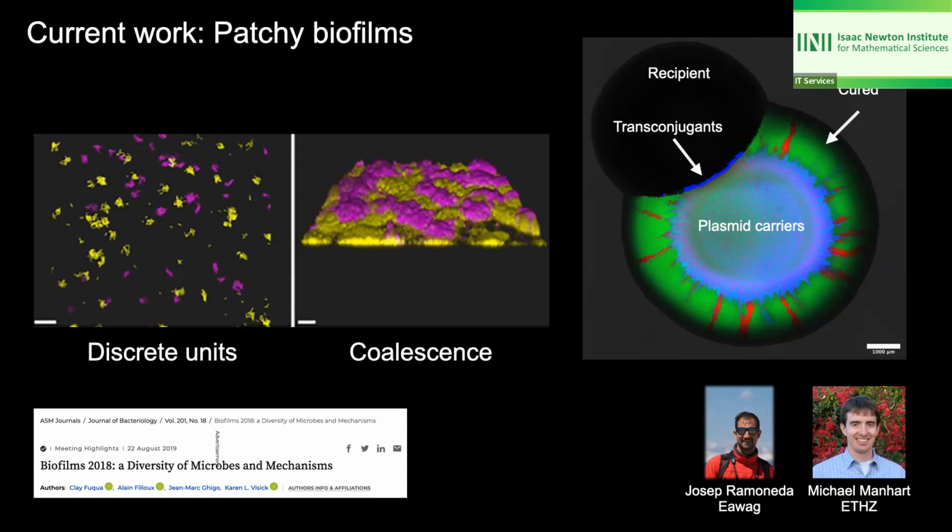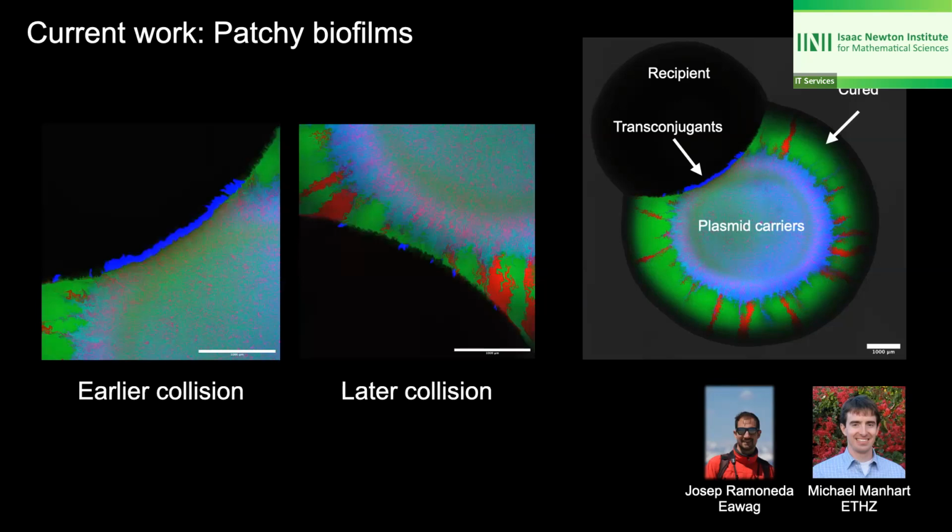And what that means is that the timing between collisions of discrete biofilm units will have major impacts on the spread of resistance. So here you have early collisions and you get a lot of transfer, but you have slightly later collisions and it rapidly disappears.